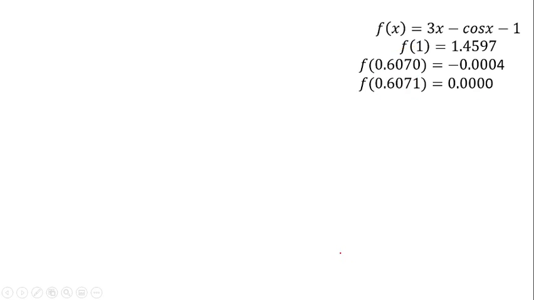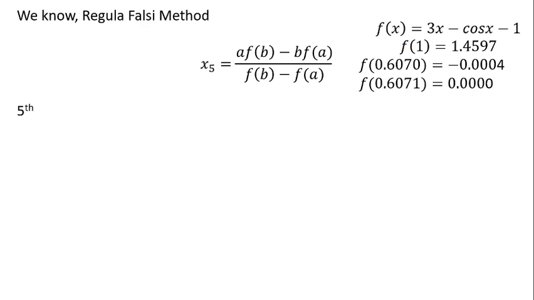So let us write one more time the formula: x5 is a into f of b minus b into f of a upon f of b minus f of a. In the fifth iteration, what are a and b now? A is 0.6071, b is equal to 1. Now here f of 0.6071 is itself 0. So actually we got the solution here. But if you put the values, we get the same.